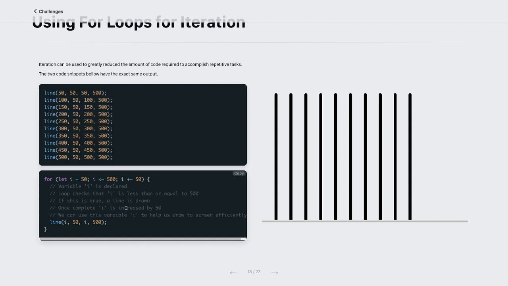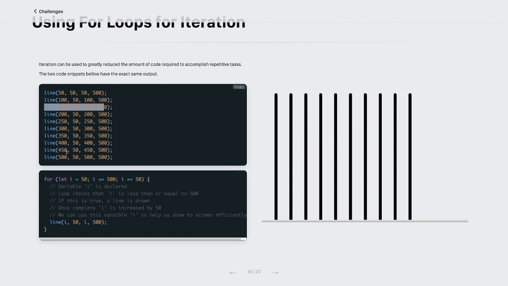In fact, as far as the computer's concerned, they see line 50, 50, 50, 500. So just like that first one. And then it goes through all this, adds 50. So now I is 100. And now it draws line 100, 50, 100, 500, so exactly the same as this one. And then it goes and adds 50 again. And then it does this one.